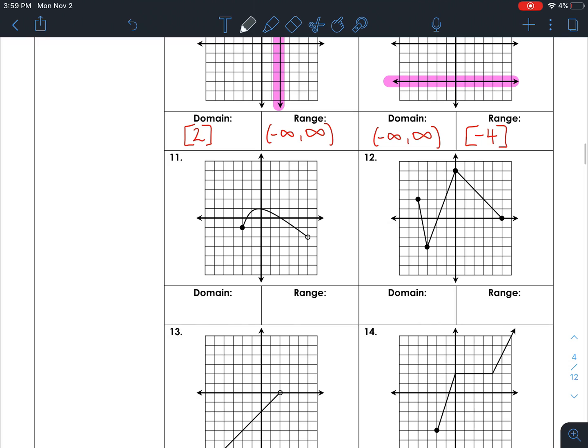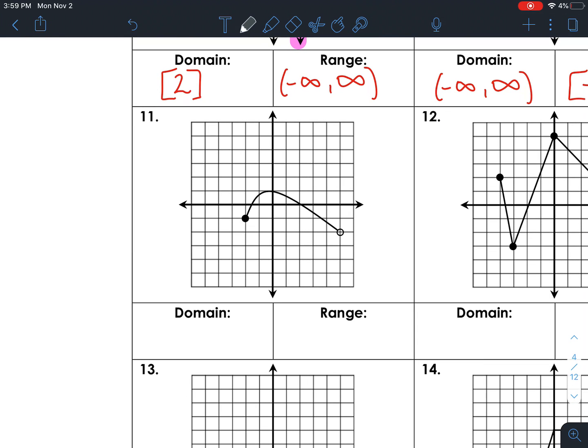All right, let's look at 11 and 12 a little bit more carefully. Here's where we come in with open circles and closed circles. So starting with our domain, going from here to here. So my farthest most left point is going to be -2. And I'm going all the way to -5. However, you'll notice at -5, that is going to be a parenthesis because it's an open circle.